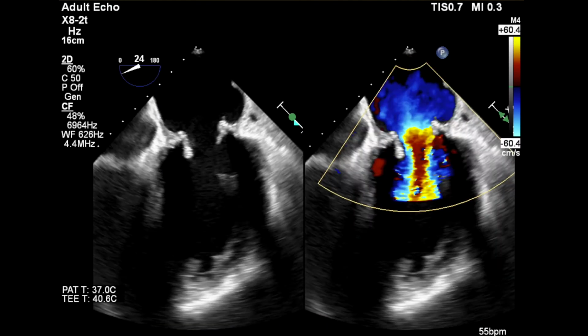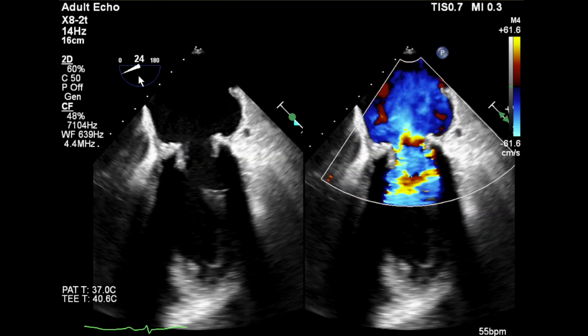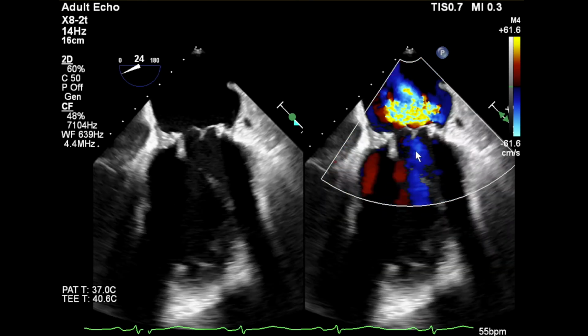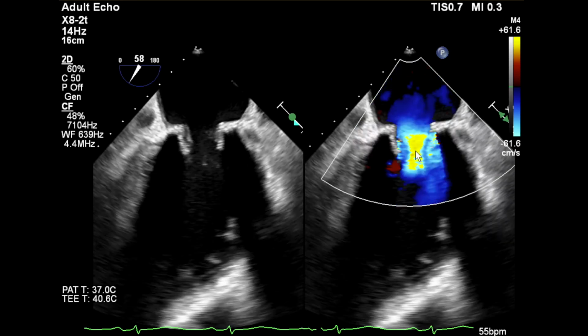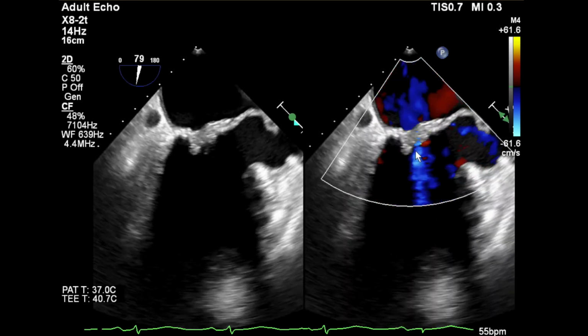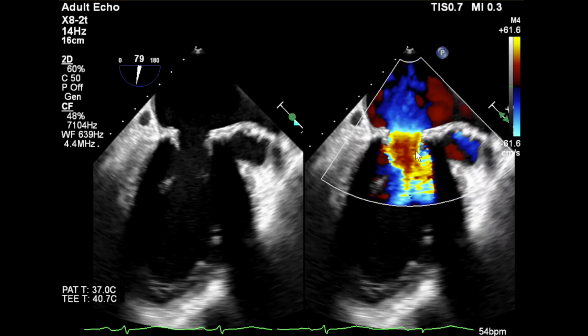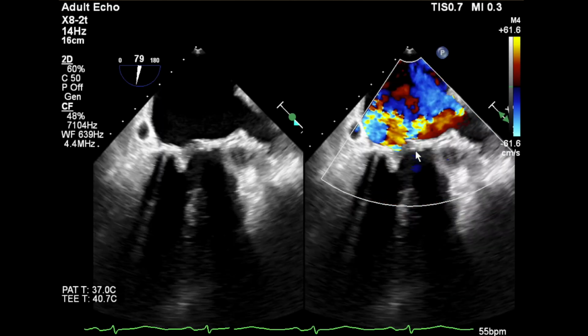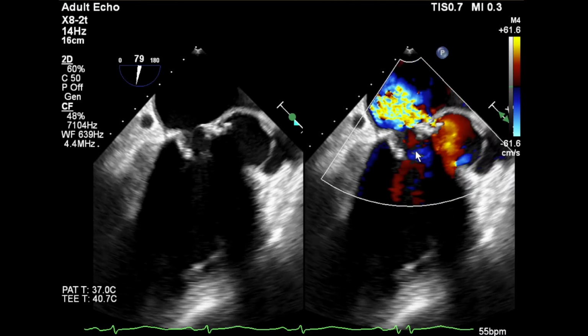So if it's coming from the valve, it certainly seems to be over the top of the valve here, but if it's coming from the valve, I need to find its origin. So I'm looking for the flow convergence and the vena contracta. So we're going around the degrees. And as we do, you've already seen where the jet is originating from. I'm just rolling the probe to give you some idea of that.